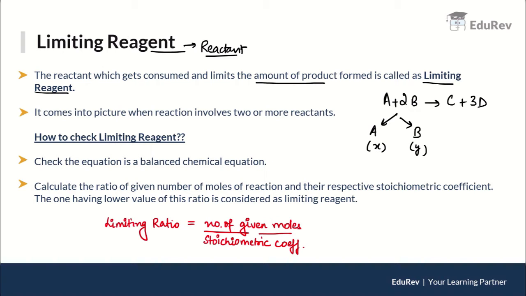अब कैसे हम पता करेंगे limiting reagent के लिए, उससे पहले आपको पता होना चाहिए that limiting reagent का concept comes into picture when reaction involves 2 or more reactants. Definitely minimum 2 reactants तो होने ही चाहिए, out of which हम बताएंगे कि कौन सा limiting reagent होगा, right? So how to check limiting reagent? पहले तो आप देख लो equation balanced है या नहीं है. Then calculate the ratio of given number of moles of reactant and their respective stoichiometric coefficient. The one having lower value of this ratio is considered as limiting reagent. ठीक है, तो उस ratio को हम limiting ratio बोल देते हैं. आपको already given moles पता होंगे reactant के, उनके stoichiometric coefficient से आपको divide कर देना है. जिसका ratio कम आएगा वो आपका limiting reagent होगा.